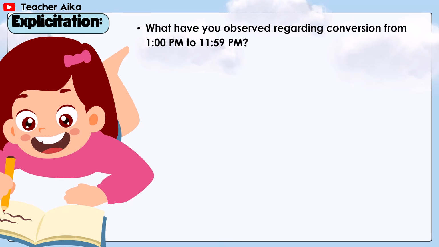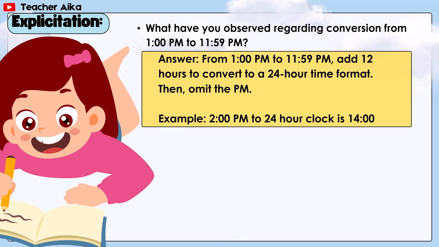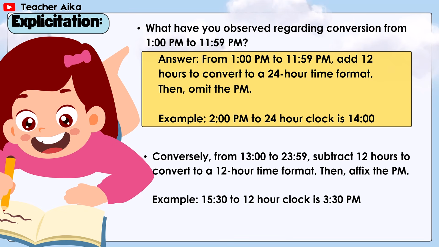Fifth, what have you observed regarding conversion from 1 p.m. to 11:59 p.m.? The answer: from 1 p.m. to 11:59 p.m., add 12 hours to convert to a 24-hour time format, then omit the p.m. Example: 2 p.m. to 24-hour clock is 14:00. Conversely, from 13:00 to 23:59, subtract 12 hours to convert to a 12-hour time format. Then, affix the PM. Example, 15:30 to 12-hour clock is 3:30 p.m.